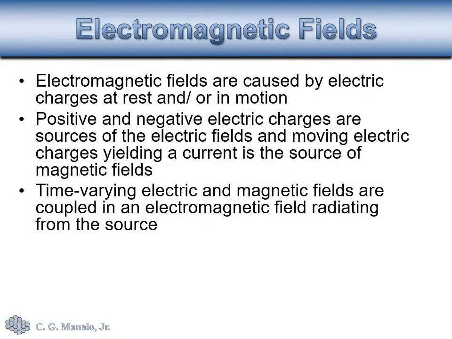The basis of electromagnetic fields are charges that are either at rest or in motion. Positive and negative charges are sources of electric fields, and when the electric charges move, they will yield a current that creates the magnetic field. Time-varying electric and magnetic fields are coupled with each other to create an electromagnetic field that radiates from a source.